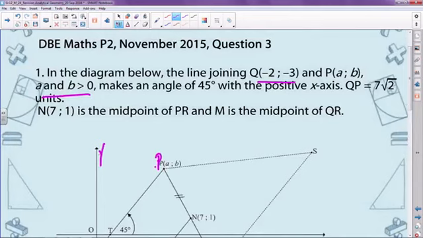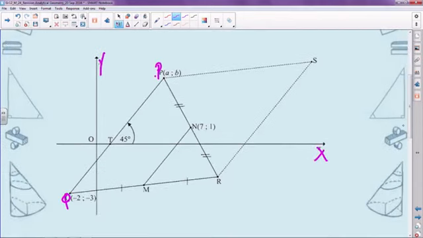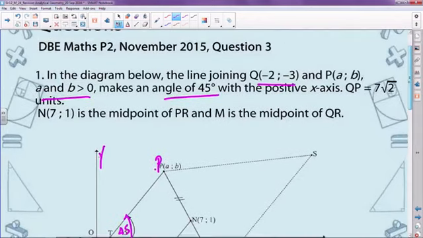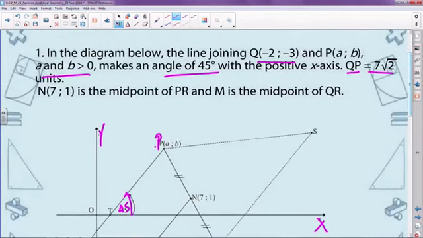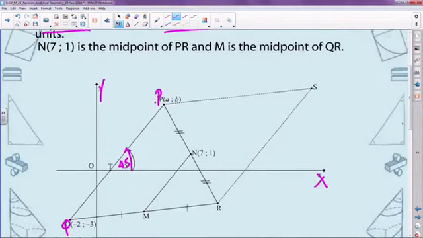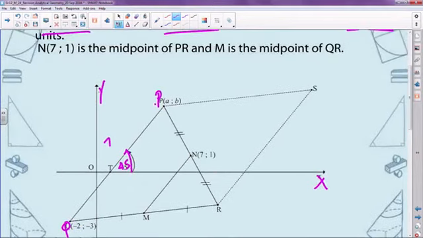And they tell you that that line makes an angle of 45 degrees with the positive x-axis, and that's at point T, as you can see there. That's 45 degrees. And the length QP is given as 7 square root 2. So let's mark that down. QP, the length is 7 square root 2.